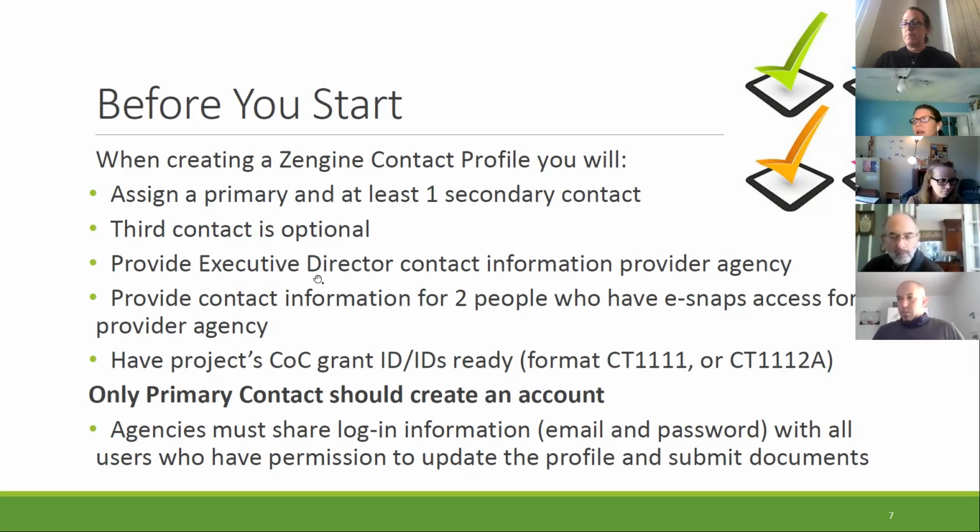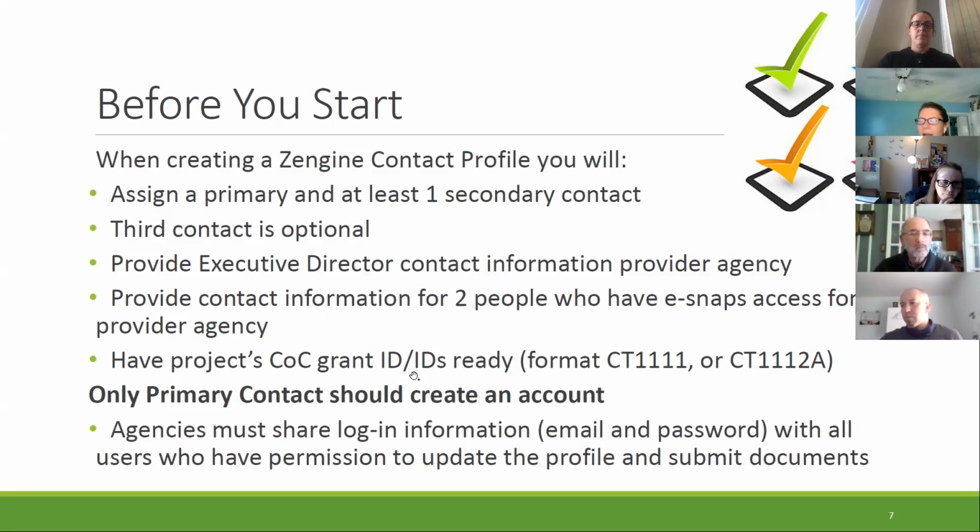Provide executive director contact information for the provider agency, and then 2 people from your agency who have eSNAPS access. Also have your project COC grant IDs ready, and then that format again is the CT with the 4 digits behind it, and if applicable, the A or B or C.